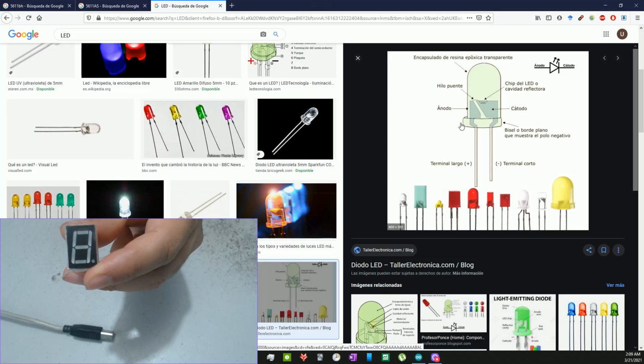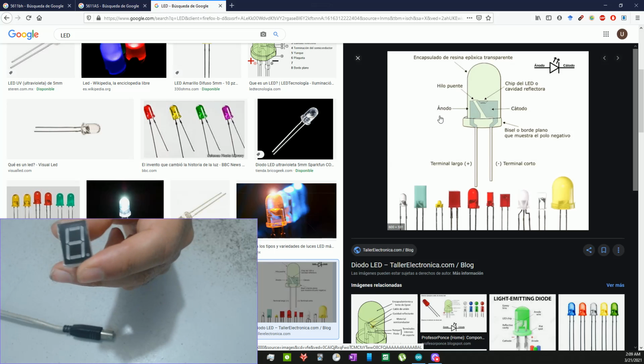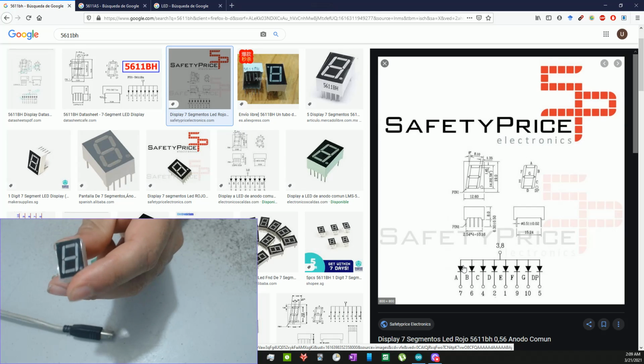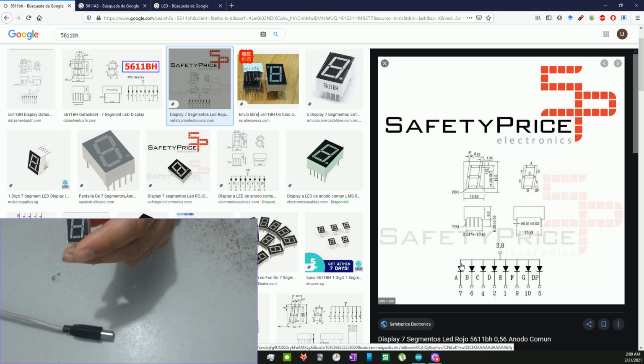Again, we may be able to get the anodes together, all the anodes from the LEDs together, and then this is called common anode 7 segment display. As you can see, this is the positive connection all together. So we provide positive connection here, and then we need to provide a negative signal in the independent connectors of my display.